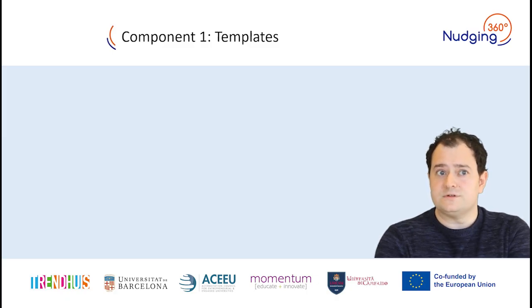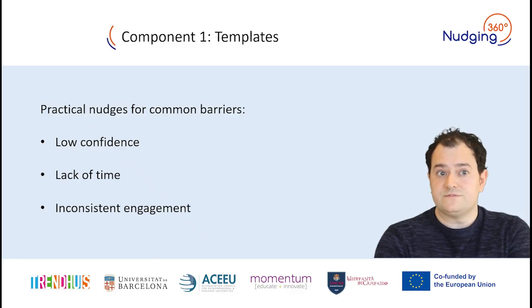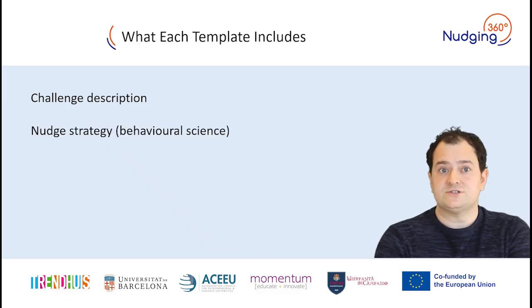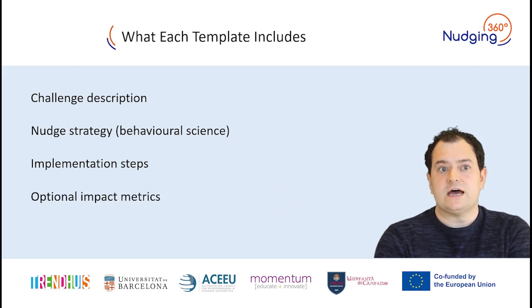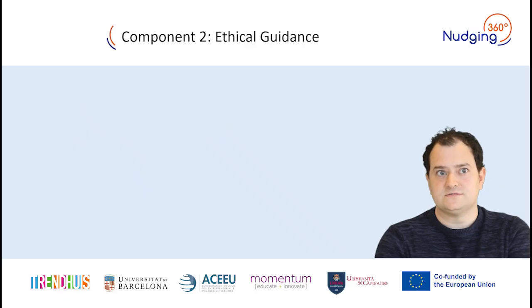The first core component is ready-to-use digital nudge templates. These are practical nudging ideas addressing common barriers in digital adoption, like low confidence, lack of time, or inconsistent engagement. Each template includes a short description of behavioral challenges it targets, a nudge strategy grounded in behavioral science, suggested implementation steps, and optional metrics for tracking impact. You can pick and adapt the nudges that best fit your institutional needs. No behavioral expertise is required.